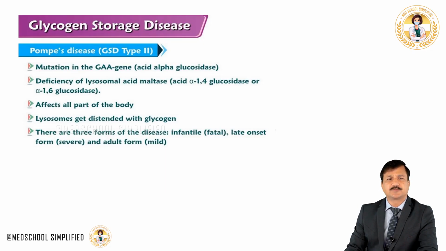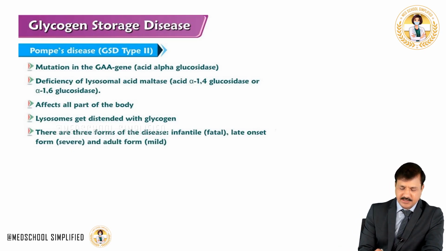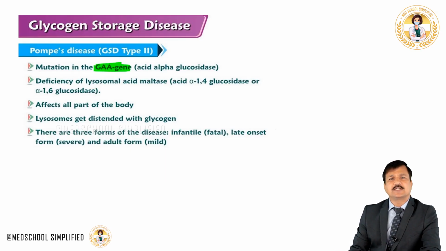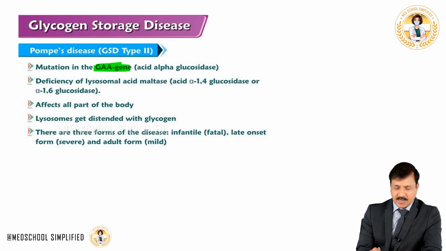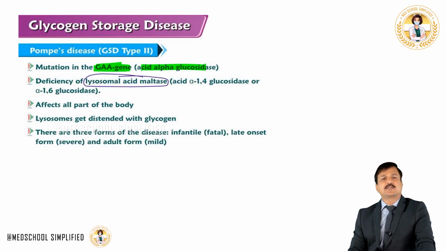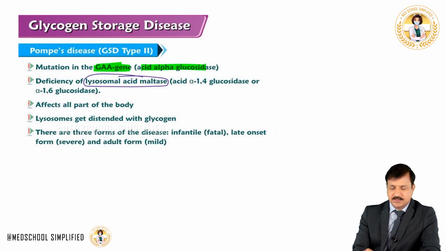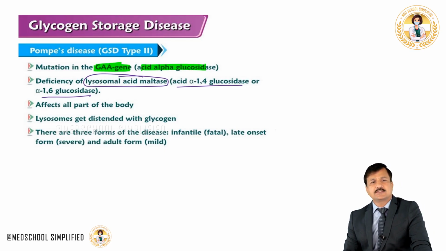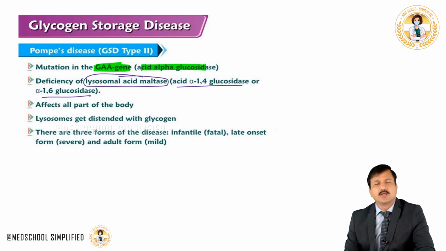Coming to the next disease, type 2. Glycogen storage disease type 2 is Pompe disease. Pompe's disease is because of mutation in a gene, the GAA gene, which is coding for acid alpha glucosidase. This acid alpha glucosidase is also referred to as acid maltase enzyme, and it is present in the lysosome. So the deficiency of lysosomal acid maltase, which is a combination of two enzymes here, acid alpha 1,4 glucosidase, which is breaking alpha 1,4 bond of glycogen, which is presented to the lysosome.